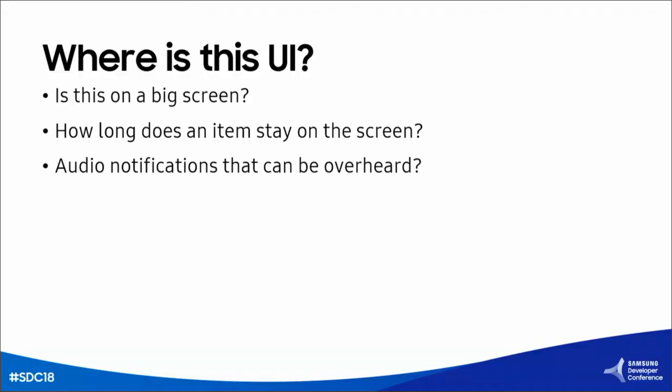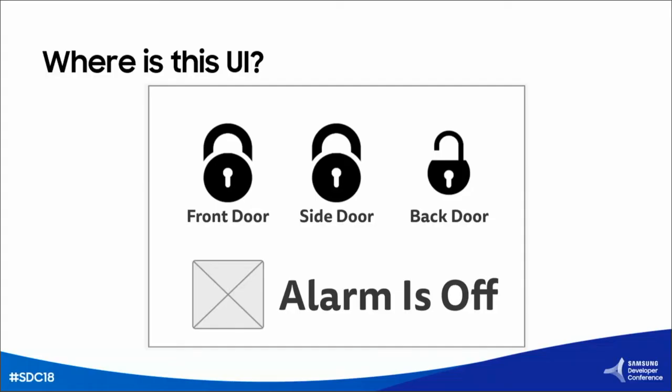The other thing is, where is this UI? Is it on a big screen? We've seen all of these great TV and ambient displays, and I immediately was like, oh, I could put up all this great information about SmartThings and all this, but how long does it stay on that screen? And if it's audio notifications, are they overheard? So the example I wanted to show is this. Imagine I wireframe this up, I put it on my TV, and it never goes away. It just always sits there.